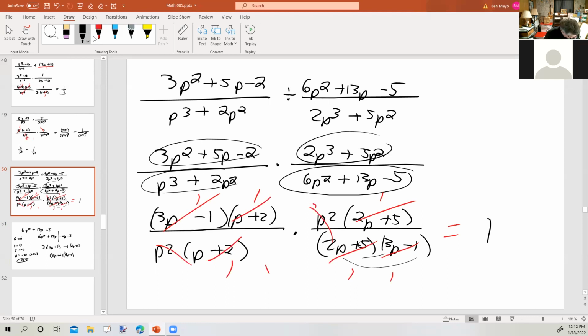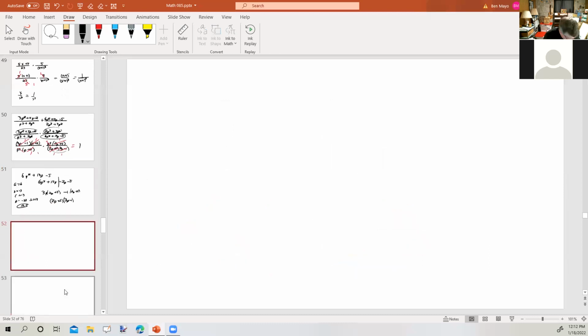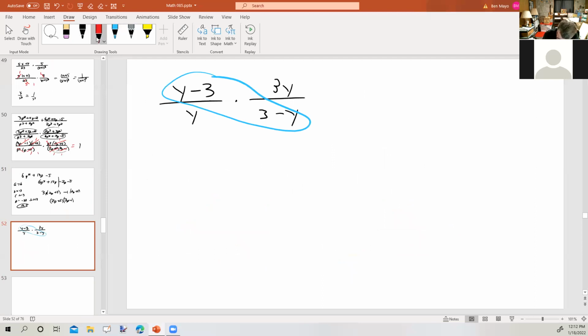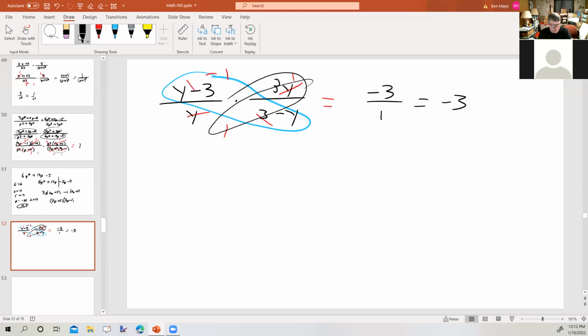How about, let's see here. Let's do this one to refresh our memories. y minus 3 over y times 3y over 3 minus y. There is that whole thing that reduces down to -1. And the y over y reduces to 1 over 1. So what have I got? -1 times 3 is -3 over 1, or just -3. Be careful when you're reducing things and crossing things out that you are clear as to what you've gotten rid of and what still remains, okay?